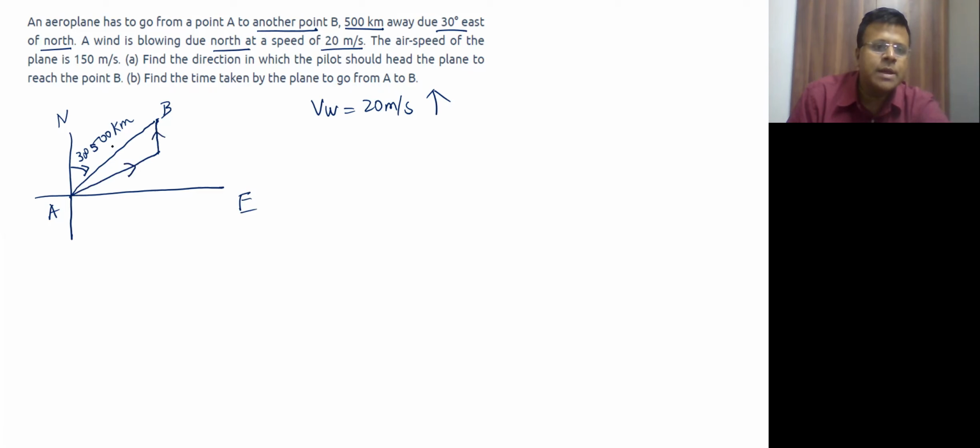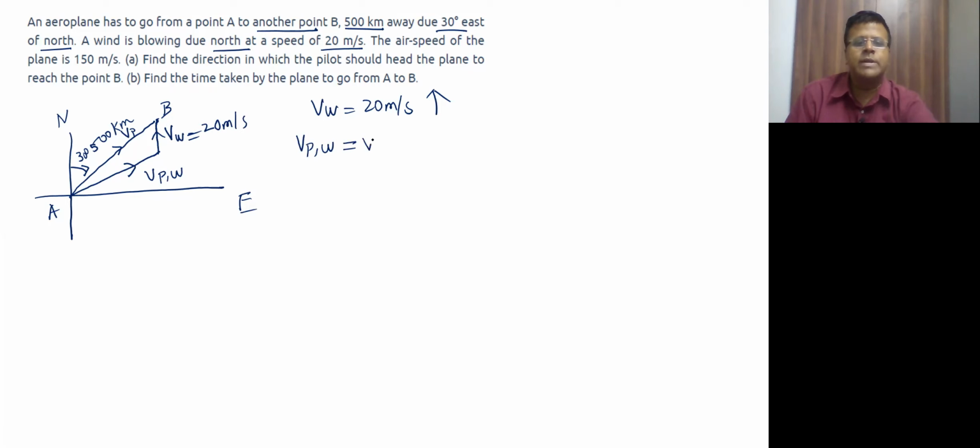So we can represent now these in terms of velocity vectors. So we can say that this represents the velocity of the wind, that is 20 meter per second. And this one represents the velocity of the plane with respect to the wind. And this would represent the velocity of the plane. See, we can write like this: velocity of plane with respect to wind is velocity of the plane minus velocity of the wind. Or I can say that velocity of the plane is velocity of plane with respect to the wind plus velocity of the wind. And that's what you see here in the form of a triangle law.